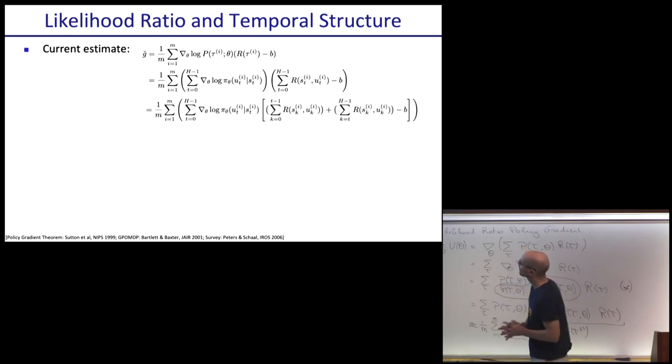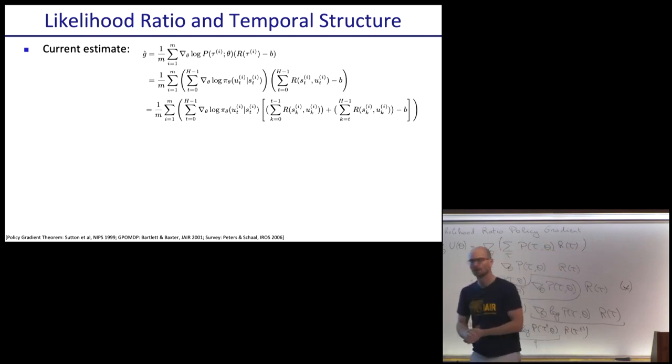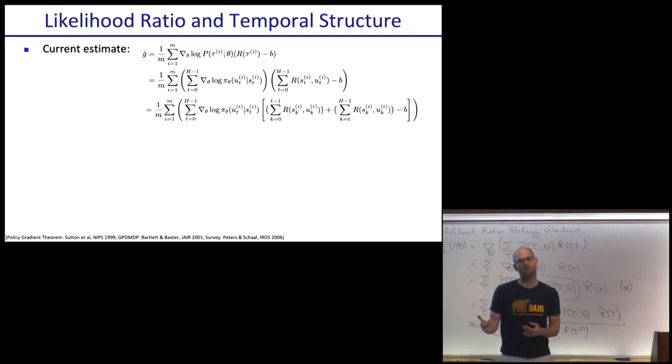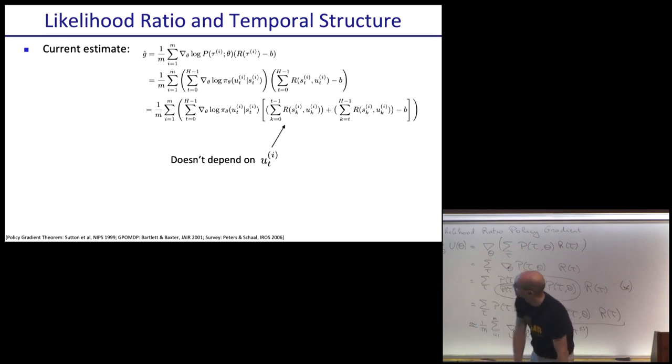Look at the grad log probability of action given state times the reward that happened before plus the reward that happened after. Well, the action you take at the current time cannot affect the reward you got already in the past. So there's no way that the reward you got in the past should affect how much you increase or decrease the grad log probability of the current action given state. So we should just get rid of that term. It doesn't depend on you. We can just get rid of it.